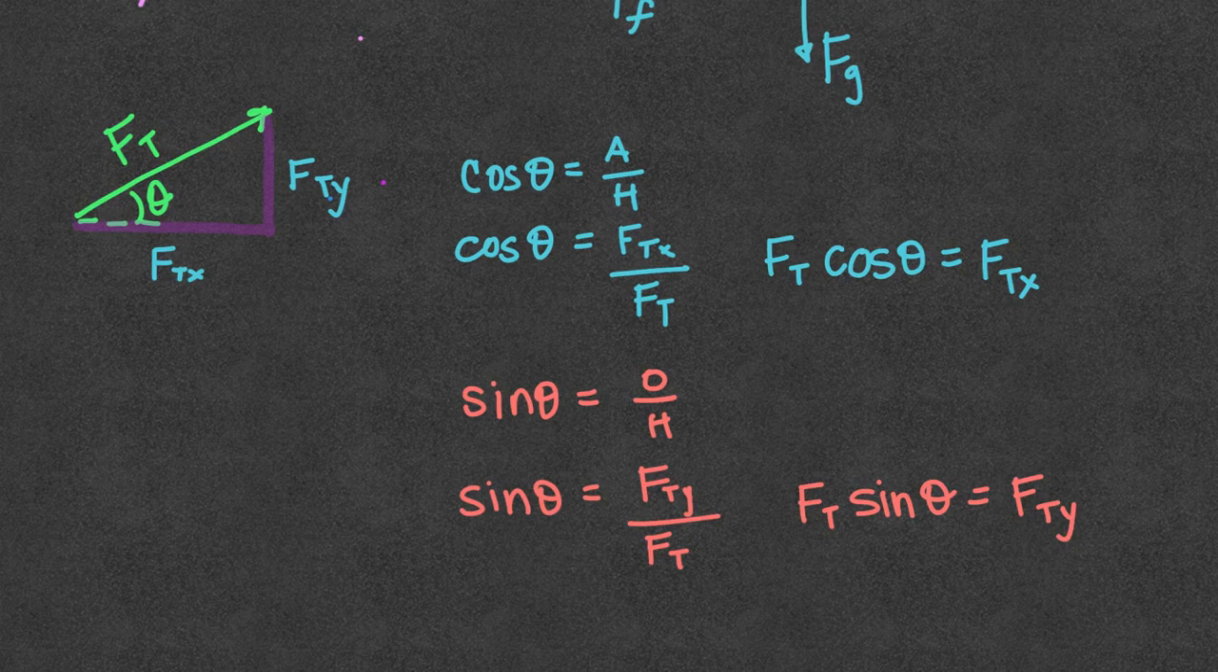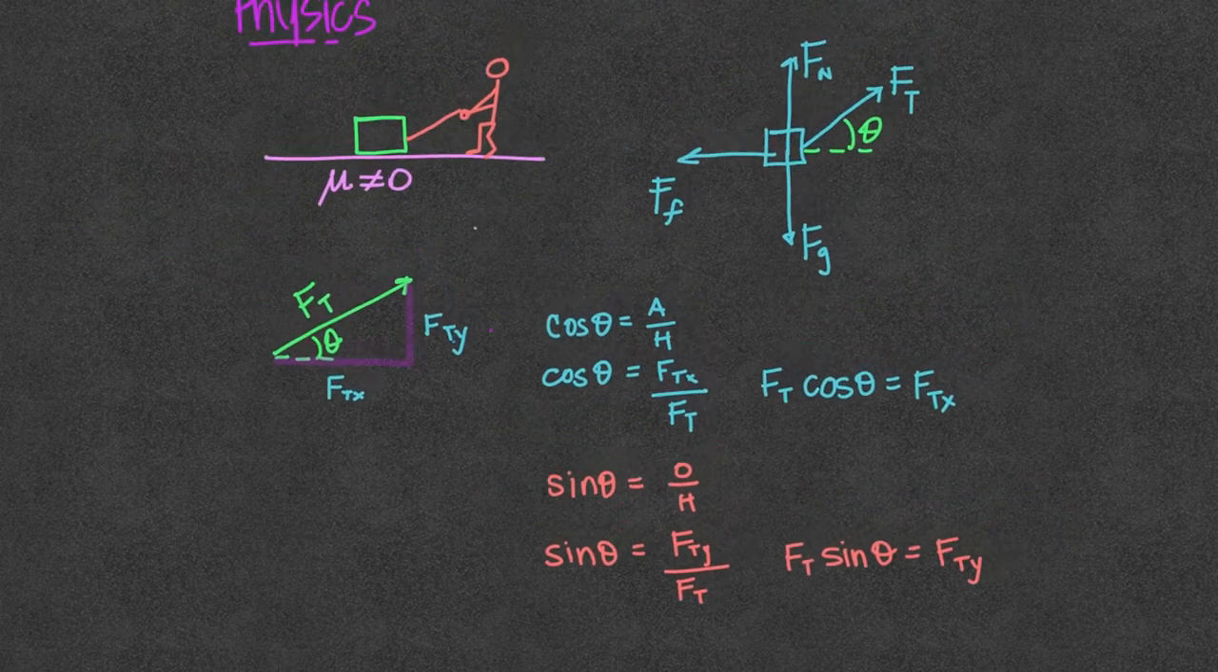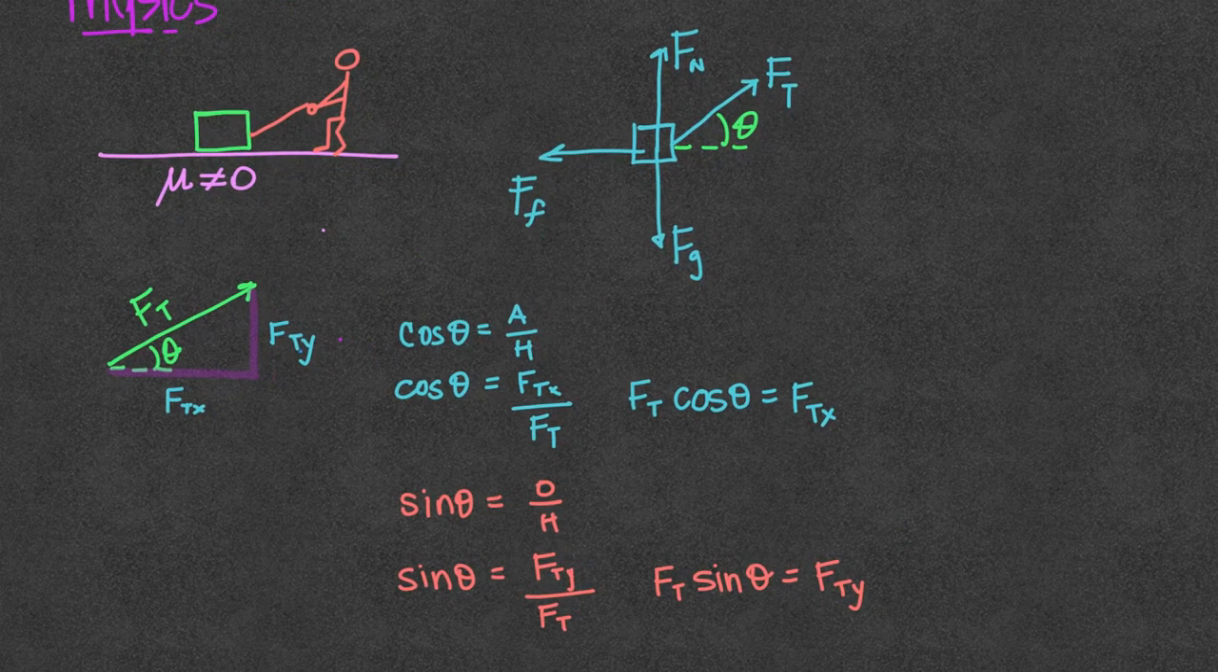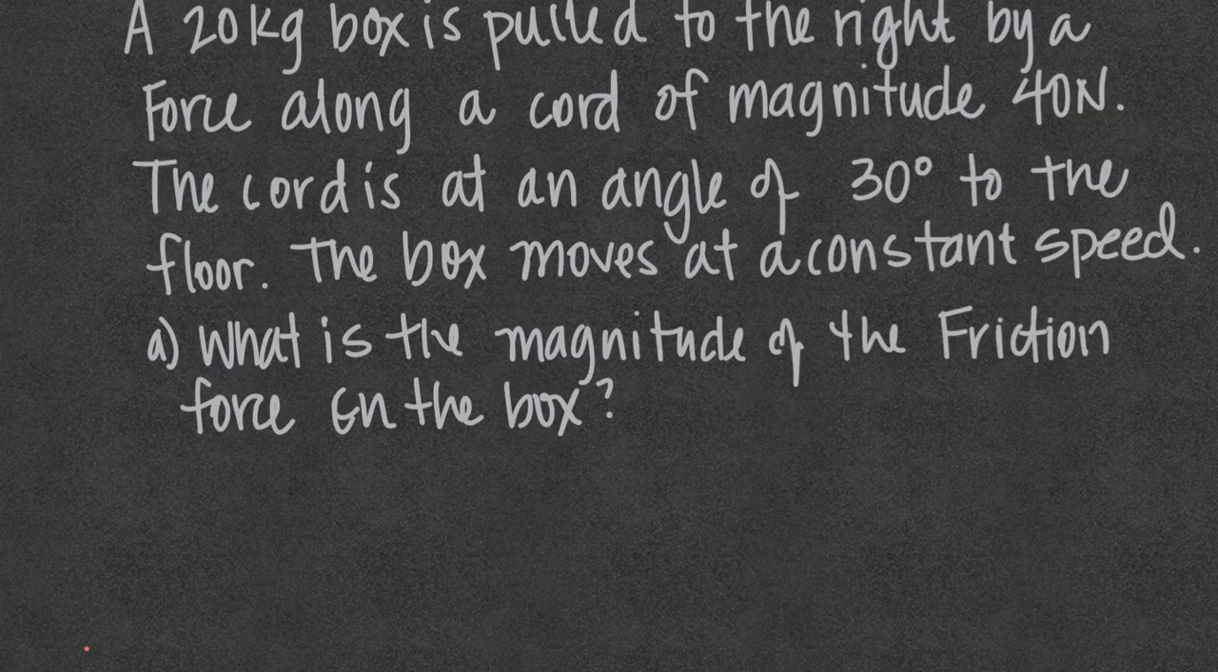So now, as I sum my forces in both the x and y direction for this system, I need to take into account that this tension force is both pulling over and up. So let's do an example. We have a 20 kilogram block pulled to the right by a force along a cord of magnitude 40 newtons. The cord is at an angle of 30 degrees to the floor. The box moves at a constant speed.